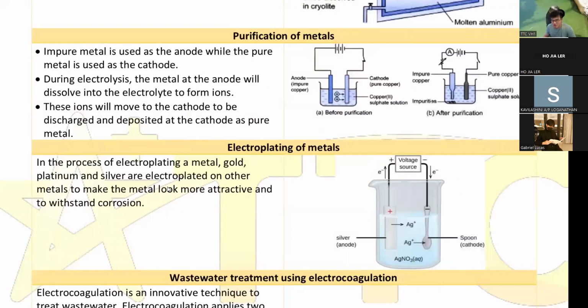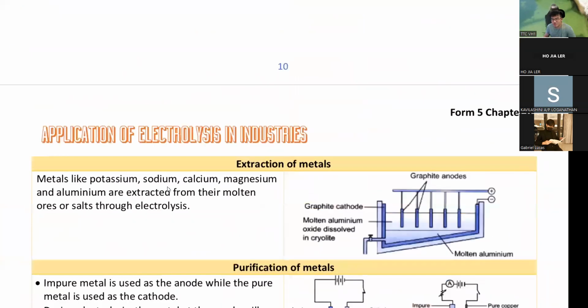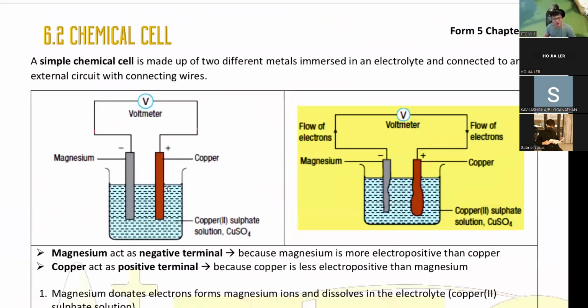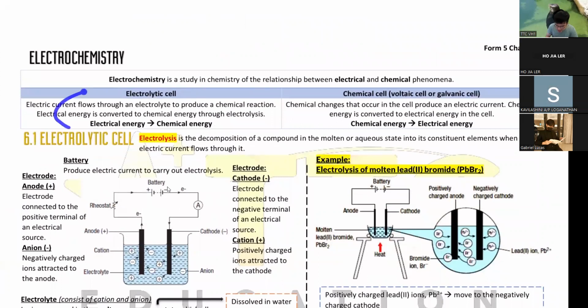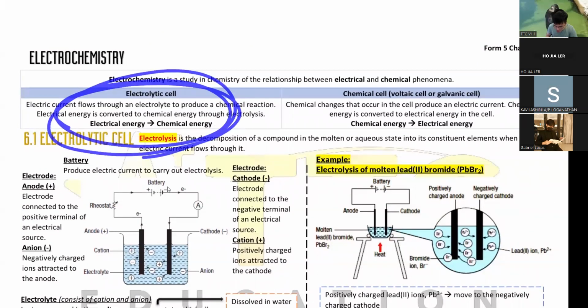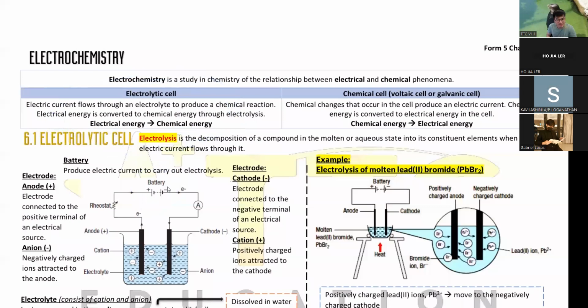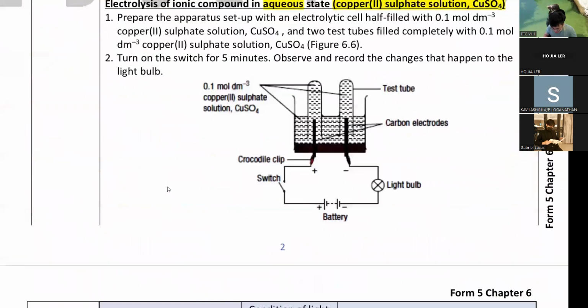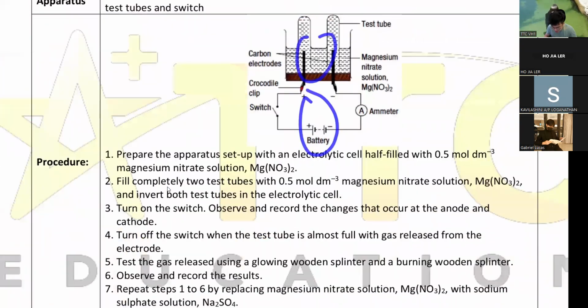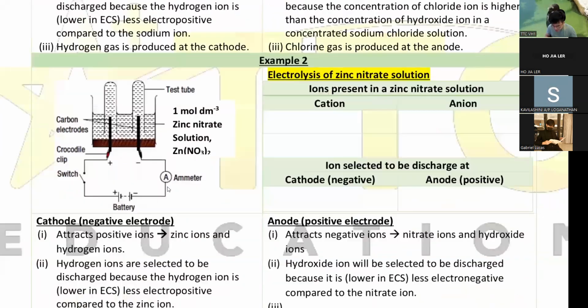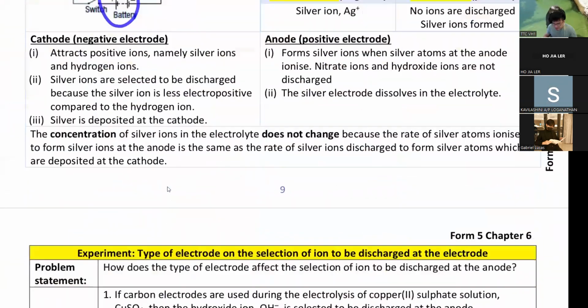You do remember this, because later, situation 3, we are applying it in chemical cell. Because so far, the 3 situations we have learned, we are still learning electrolytic cell. We are using electrical energy to change into chemical energy. We are using batteries to create chemical reactions. Situation 1, battery chemical reaction. Situation 2, battery chemical reaction. Situation 3, battery chemical reaction.